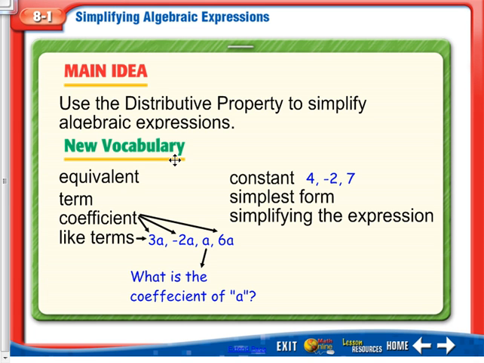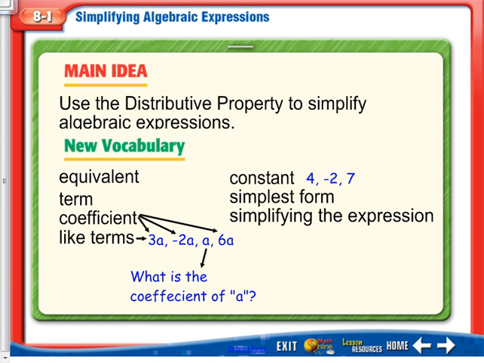For lesson 8-1, we're going to be simplifying algebraic expressions. Remember, the word expression gives us a clue that we will not have an equal sign. So it's more or less just getting the expression simplified as far as we can. You may see multiple common variables, and we're going to combine like terms and things like that.